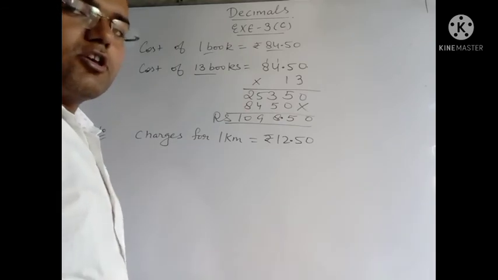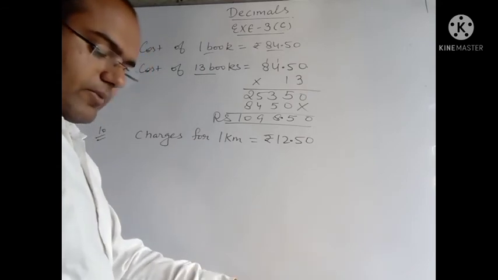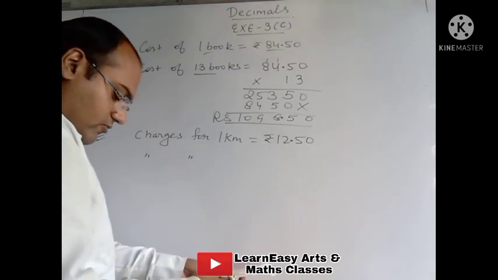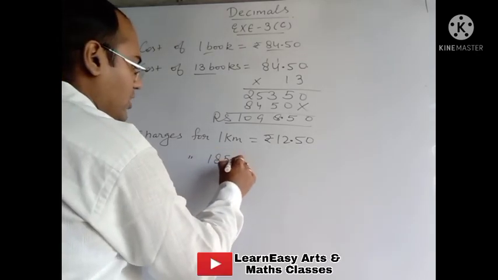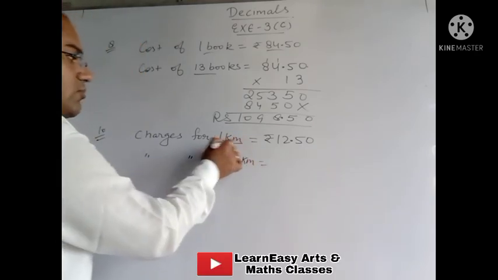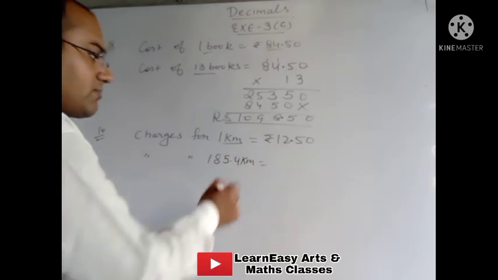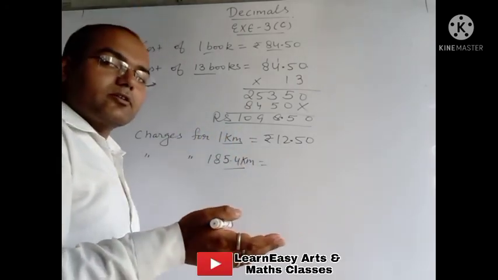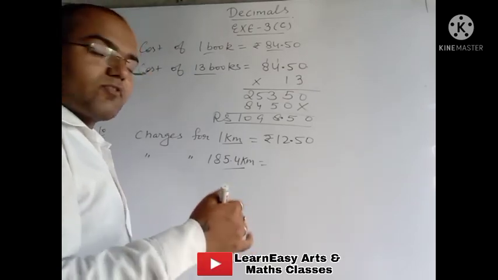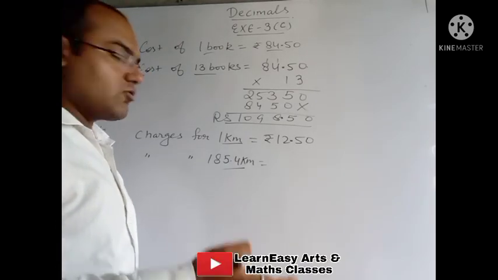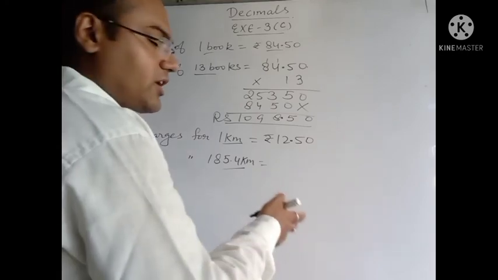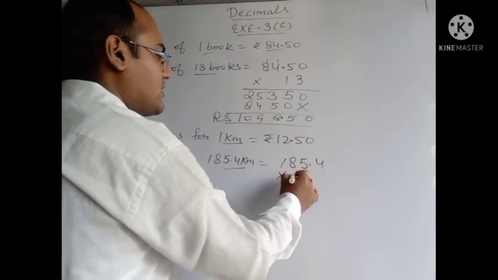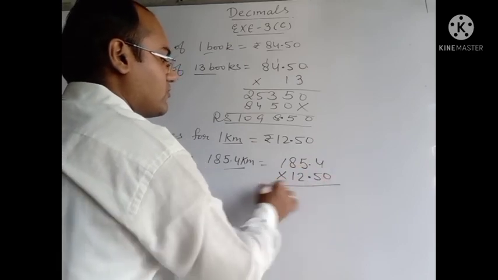Now where do you have to go? You have to go 185.4 kilometers far. So charges for how many kilometers we have to find? 185.4 kilometers. So now the distance is more. Earlier we were going only 1 kilometer, but this time we have to go so far. That's why more petrol will be used. The car will consume more petrol, so the cost will also be more. So for more, what will we do? Multiply. 185.4 multiply 12.50 we will do.